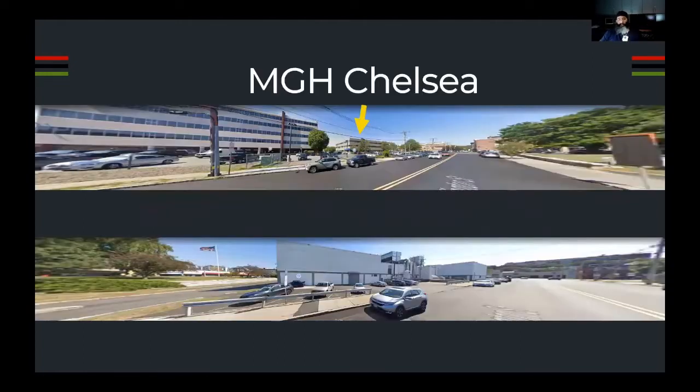So let's explore. Here's MGH Chelsea. This is a nice panoramic view I took from Google Street View. The arrow points at the little Chelsea Healthcare Center. You pan around and you see it's kind of in this industrial complex off a little road. It's not entirely close to residential areas, but it's not so far away. It's just kind of tucked out of the way.